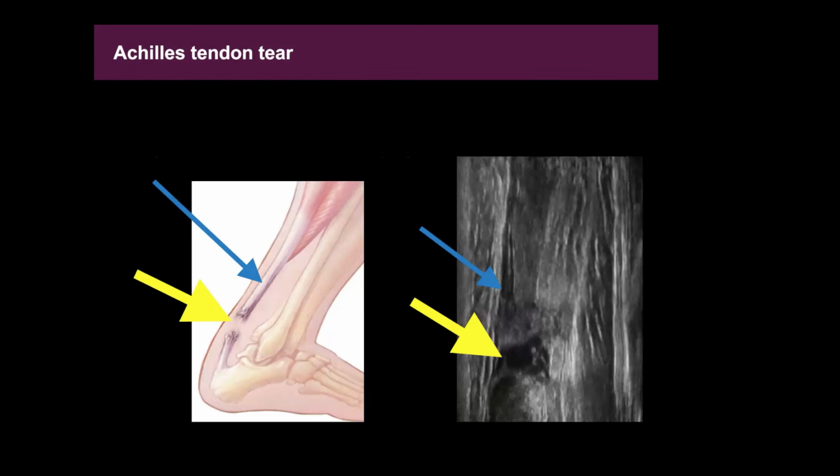This is what a graphical representation looks like. You could see that retracted tendon denoted by the blue arrow, and you can see that Achilles tendon tear denoted by the anechoic defect between the tendons denoted by that yellow arrow.